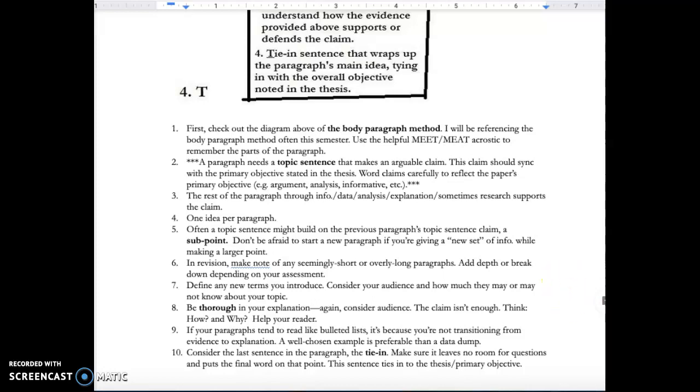So number 9, if your paragraphs tend to read like bulleted lists, it's because you're not transitioning from evidence to explanation. A well-chosen example is preferable to a data dump, and particularly in English 112 in these research papers, I find that the body paragraphs of some students' papers, they just want to throw a lot of data and information at you and expect that to be meaningful. But data isn't really meaningful unless there's some sort of helpful explanation or analysis paired with it to help your reader see what it is you're trying to show them by providing that information in the first place.